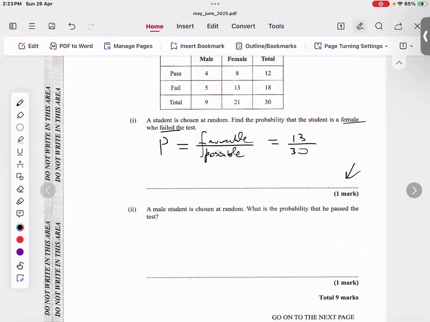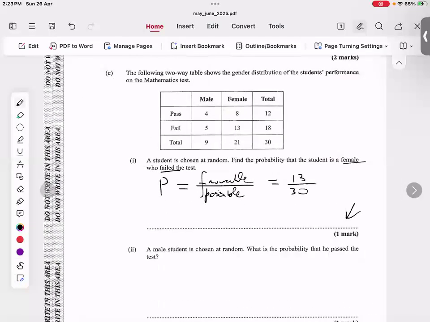All right, a male student is chosen at random. What's the probability that he passed the test? How many males passed the test? Looking now, we're looking for male, and we're looking for pass. How many males passed the test? 4. Correct. So again, probability is equal to favorable over possible. 4 males passed the test out of a total of 30. It's over 30, not 9.